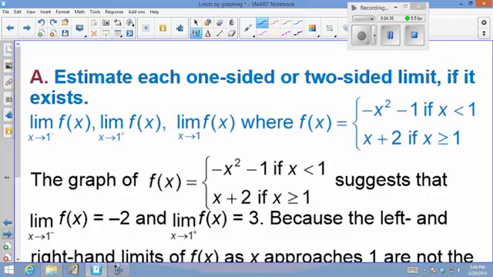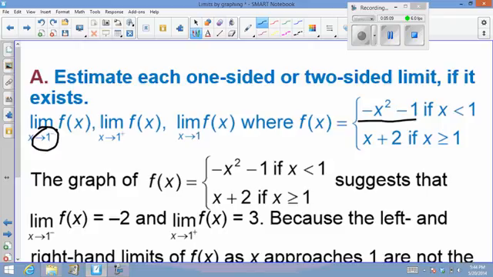So if I'm estimating each one- and two-sided limit, if it exists, I have f of x as x approaches 1 from the left. That tells me it's coming from the left. The negative sign is after it, so I'm not talking about positive 1. I'm talking about 1 coming from the left, so all the numbers that are smaller than 1. So as it approaches from the left, x is going to be smaller than 1, so I would be looking at the top part of the graph, negative x squared minus 1.